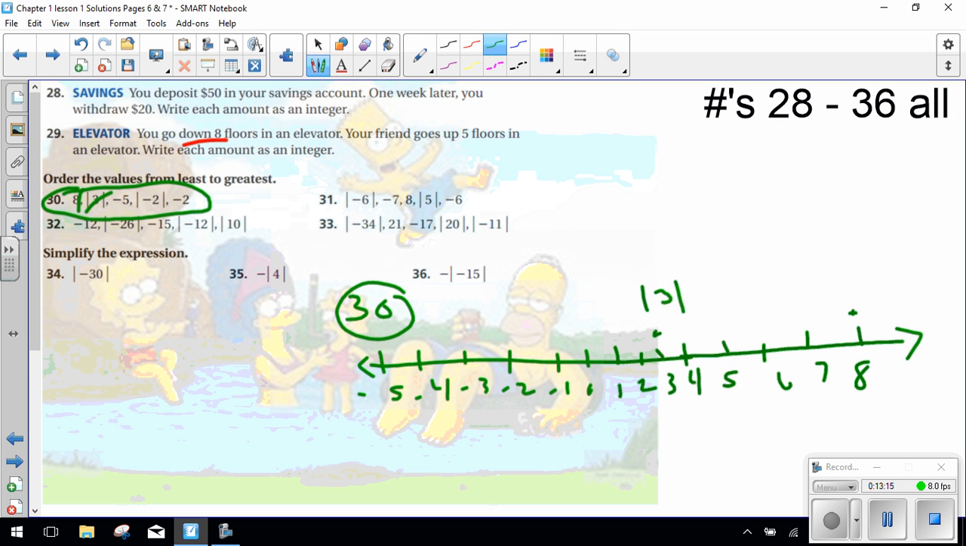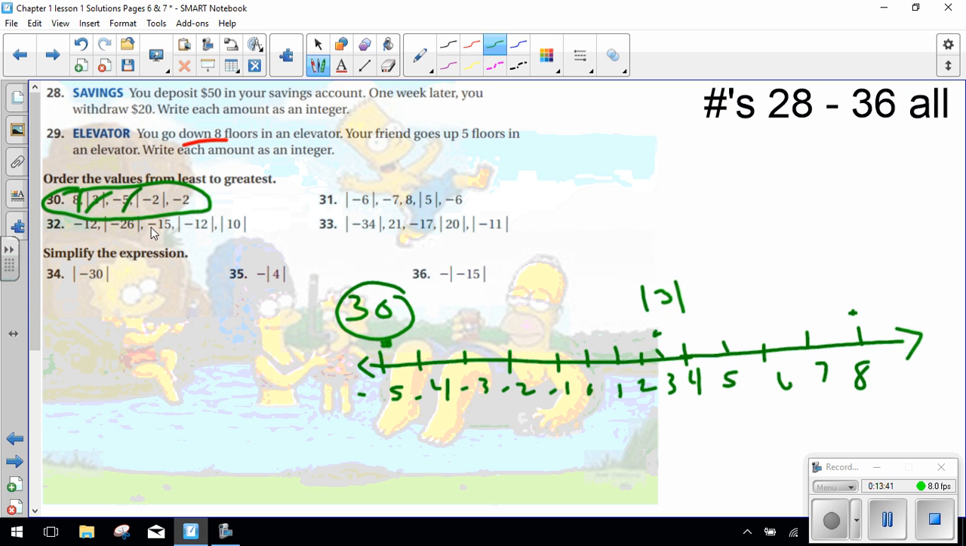The next number is simply negative 5. If you look at the commas carefully, this bar goes to the 3, and then this bar goes to the negative 2. So some students think there's an absolute value bar around this one, but if you follow the commas, there's no bars, so that's simply negative 5. So over negative 5, we're going to put a dot and cross that out.